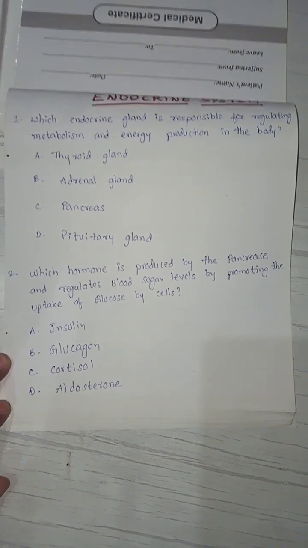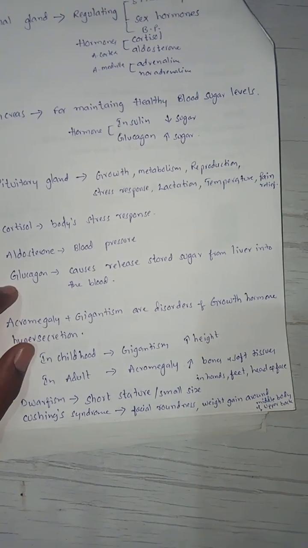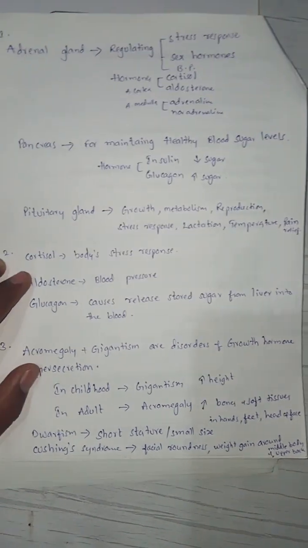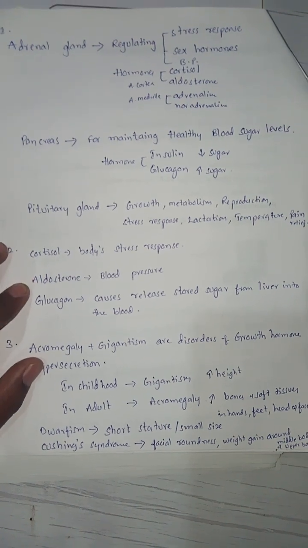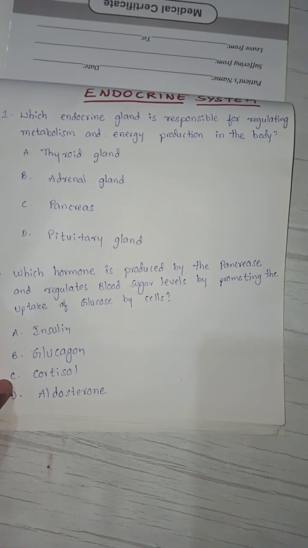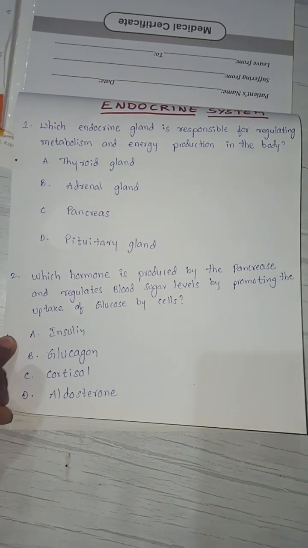So let us discuss the remaining options. B, glucagon: it causes the release of stored sugar from the liver into the blood, so it increases the blood glucose levels. And cortisol is the body's stress response, and aldosterone regulates the blood pressure. So the answer is insulin. The hormone is produced by the pancreas and regulates blood sugar levels by promoting the uptake of glucose by cells.